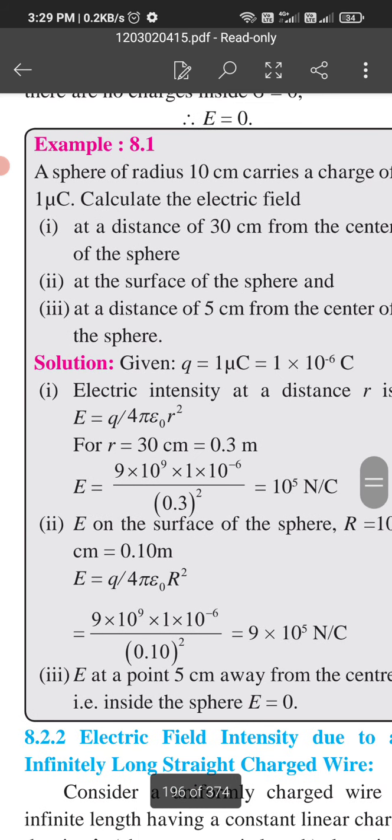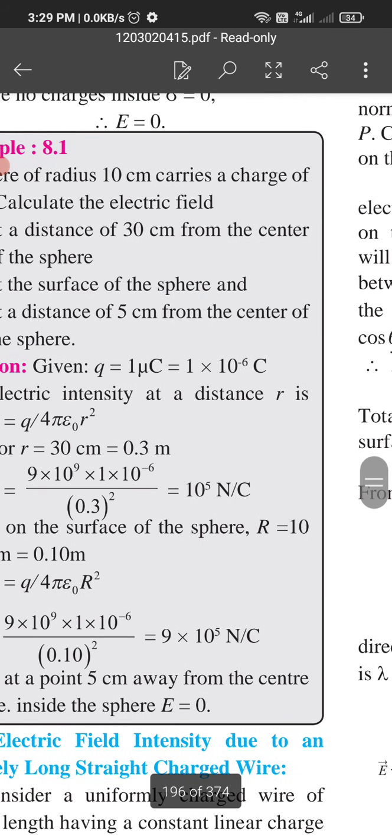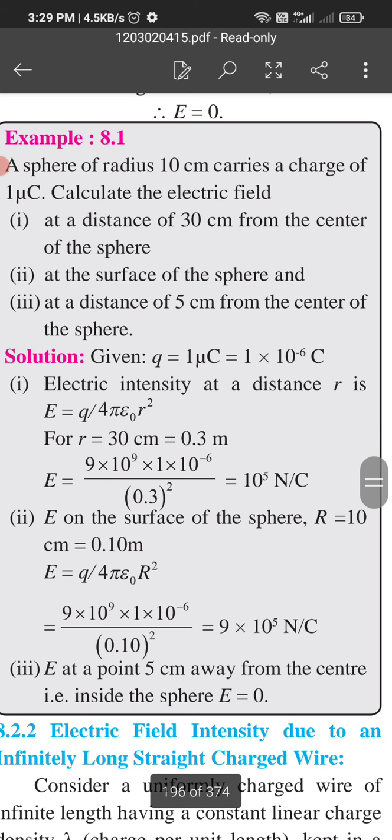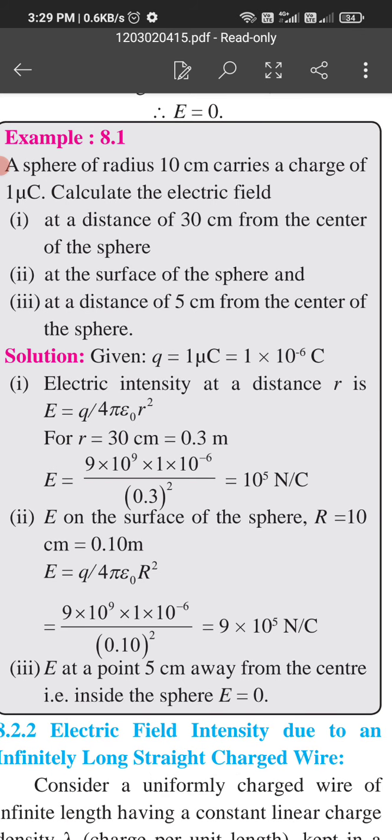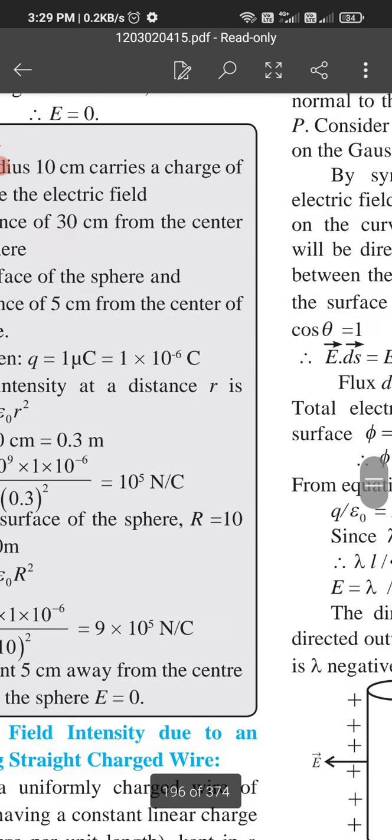Third point, that is at a distance of 5 centimeter. E at a point 5 centimeter away from the center, that is inside the sphere, so E is equal to 0.